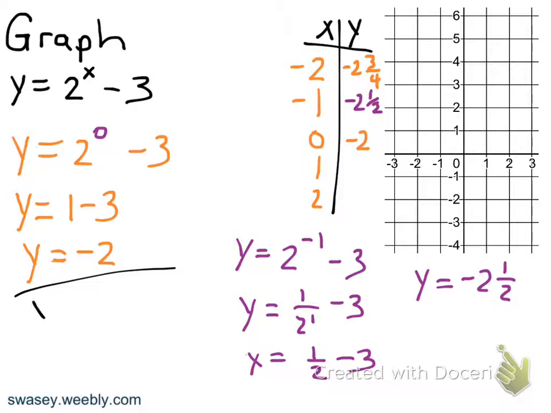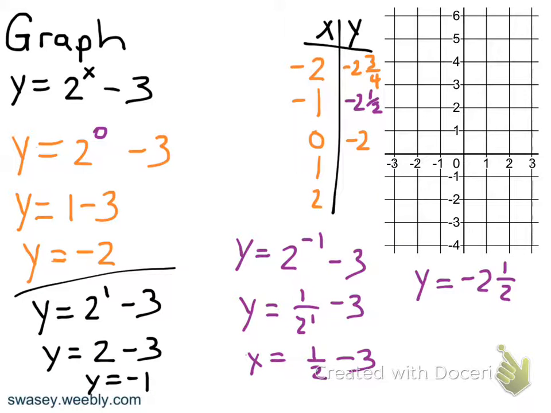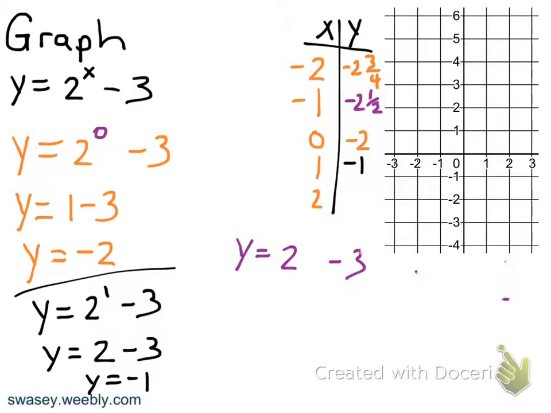Next, we'll put 1 in. y equals 2 to the first power minus 3. 2 to the first power is 2. 2 minus 3 gives us -1. And finally, we'll put 2 in and see what comes out. 2 squared, that's 2 times 2, that's 4. And then 4 minus 3 gives us 1.